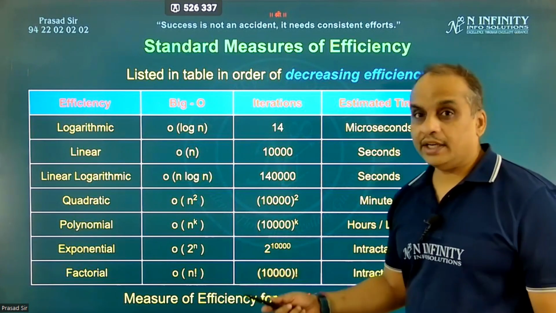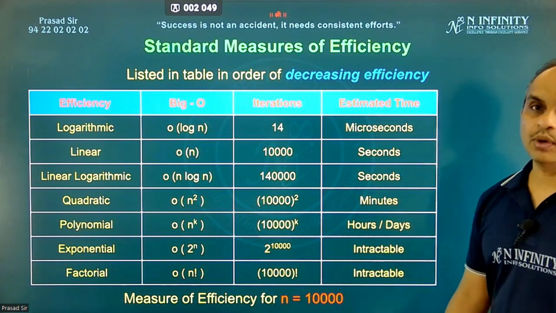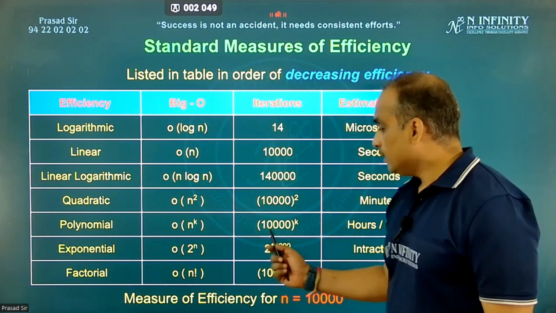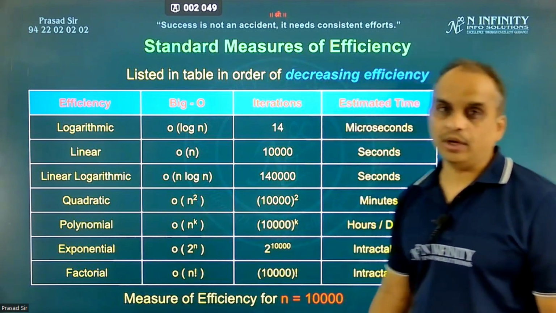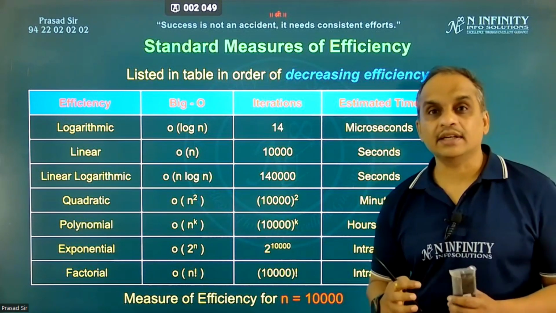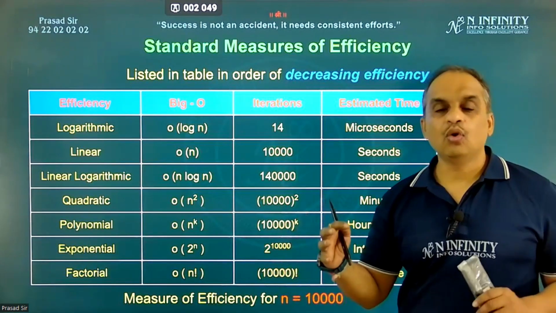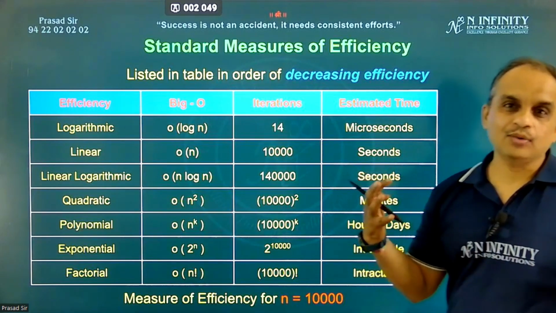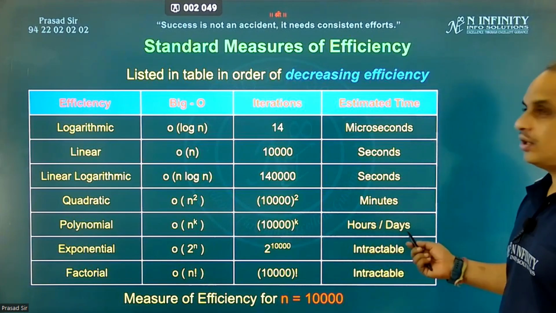Okay. But when it is quadratic, 10,000 squared, it takes minutes, right? But if it is 10,000 raised to k, this goes into the polynomial zone, right? If it is the polynomial zone, it may take certain hours and it may take certain days. There is another table ahead, and after seeing it you will be surprised to see how complexity works against us, right? So it will take hours or days, right?